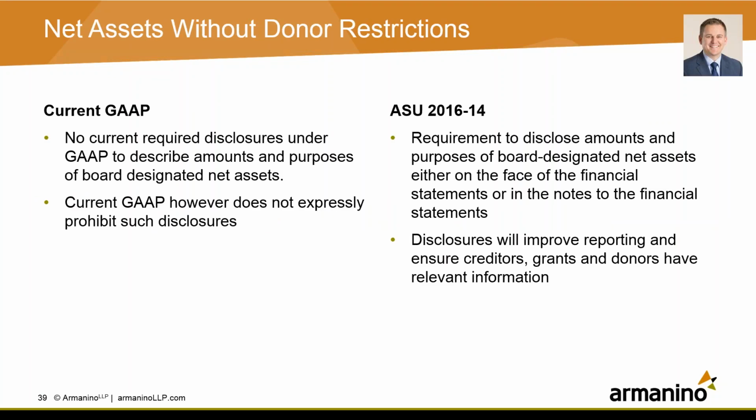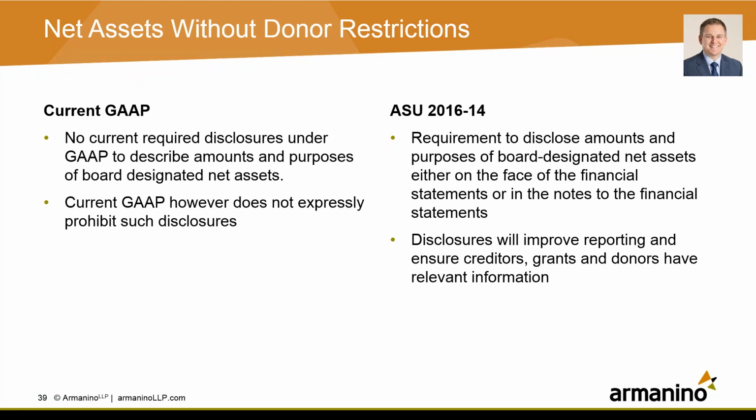And under the current guidance, under current GAAP, there is no requirement to describe the amount and purpose of board designated net assets. However, under the proposed ASU, we are now required to disclose this information, again, either on the face of the financial statements or in the footnotes. And I know we've messaged this several times throughout this webinar, but we're recommending to keep the face of the financial statements relatively clean and disclose everything in the footnotes.